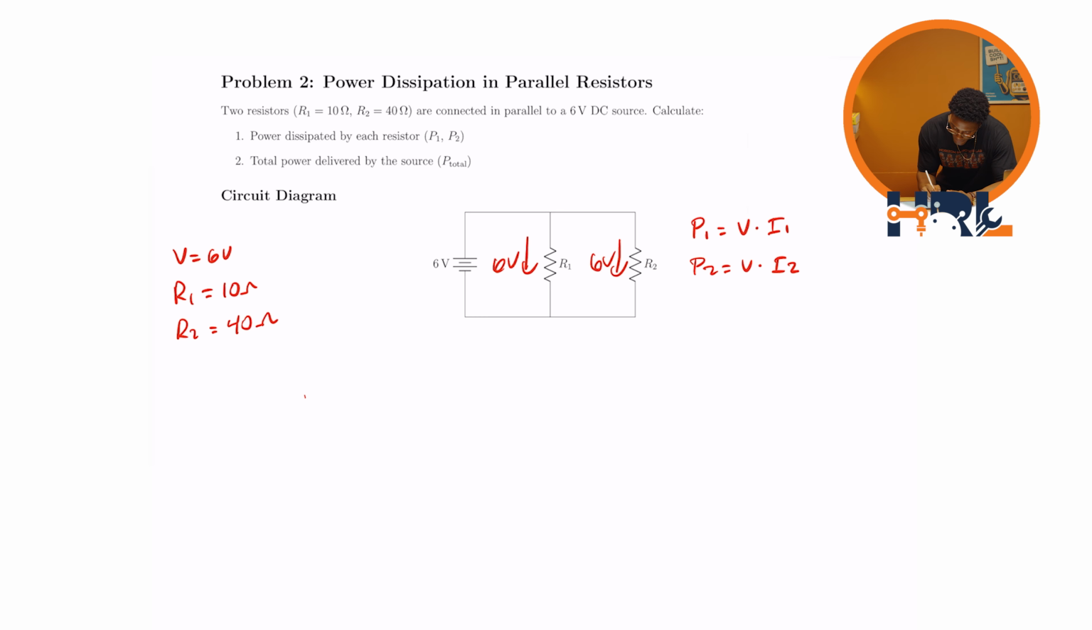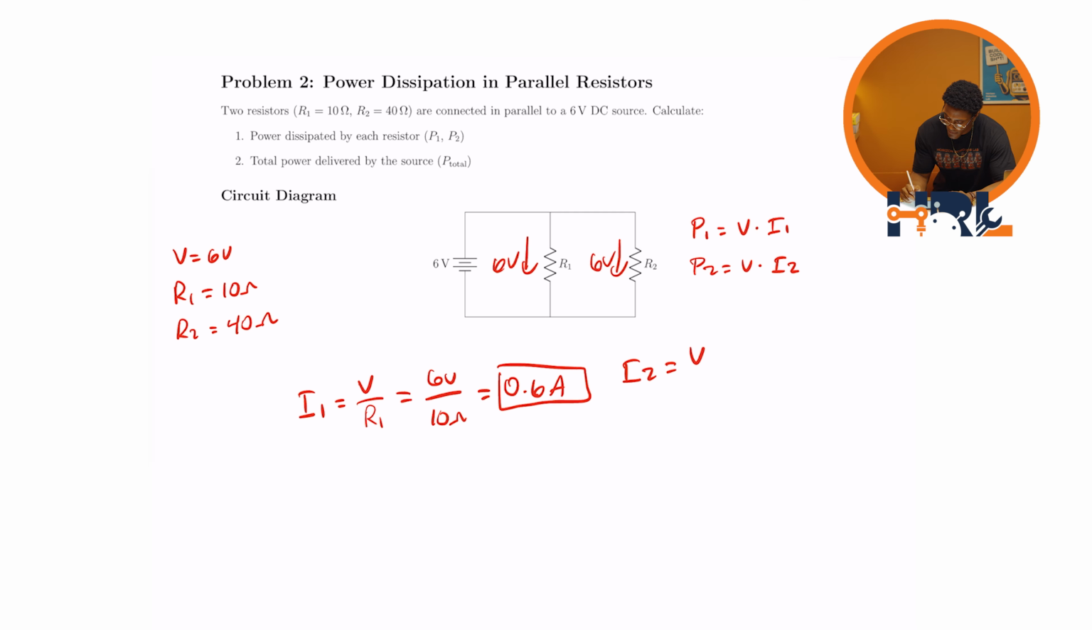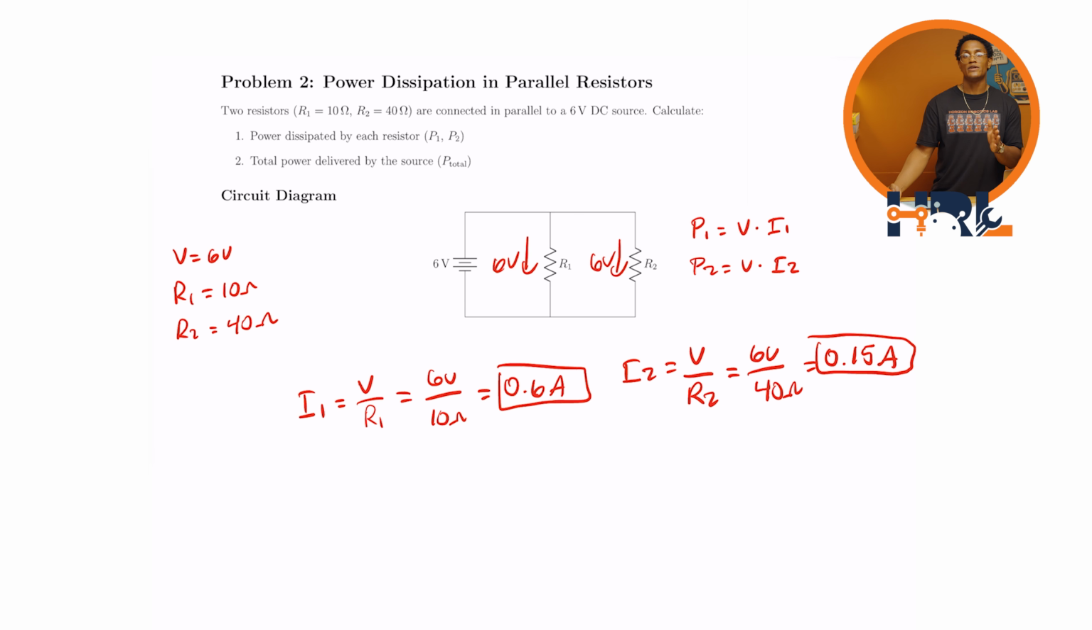Let's check it out. So I1 is given to us by V over R1. So we have 6 volts divided by 10 ohms, and that is 0.6 amps. Very nice. I2 is the same. We have V divided by R2. That's 6 volts over 40 ohms, and that is 0.15 amps. Very nice. We now have I1 and I2, so we can find out what the power is through each branch.